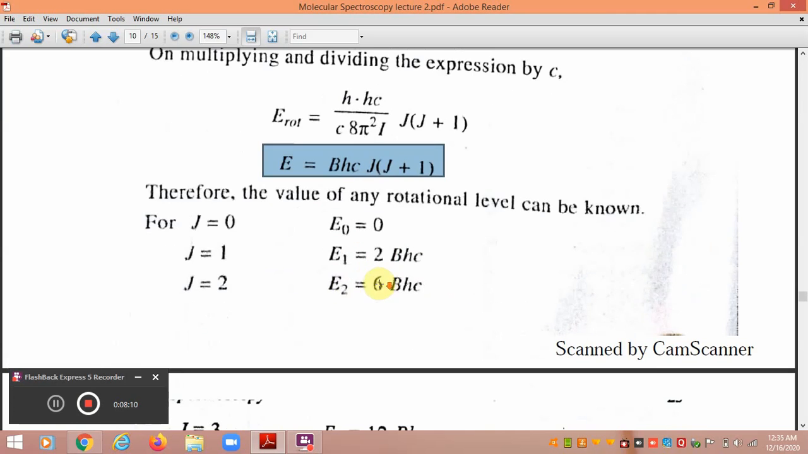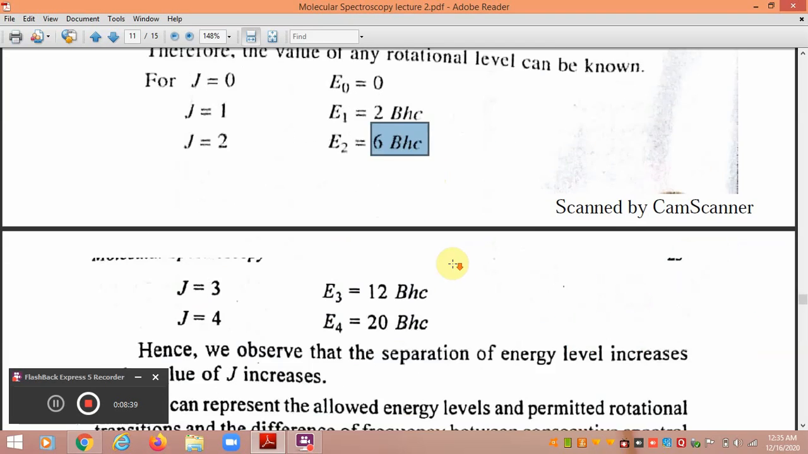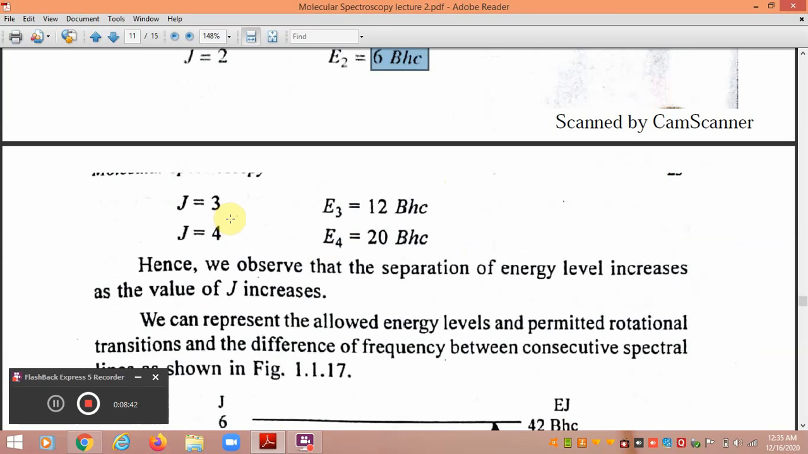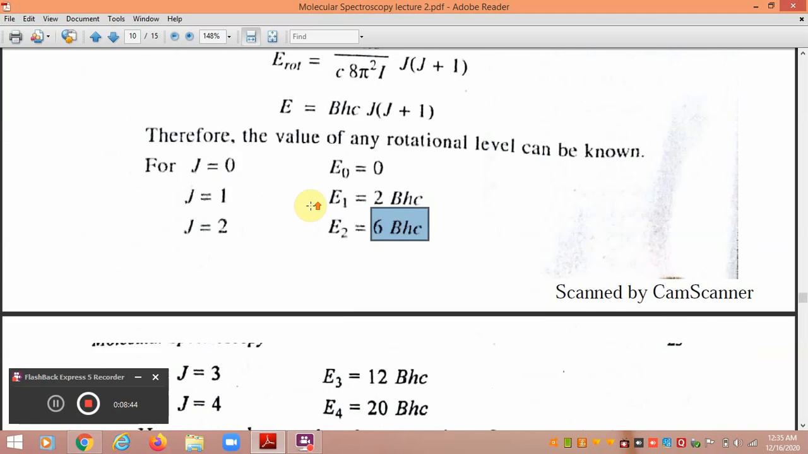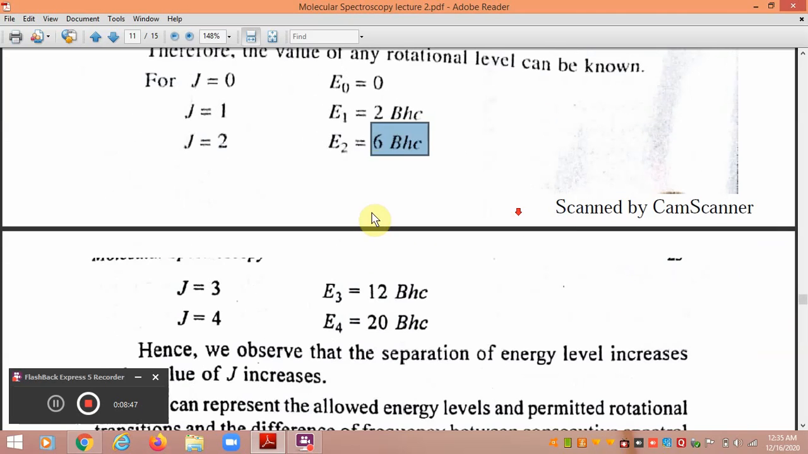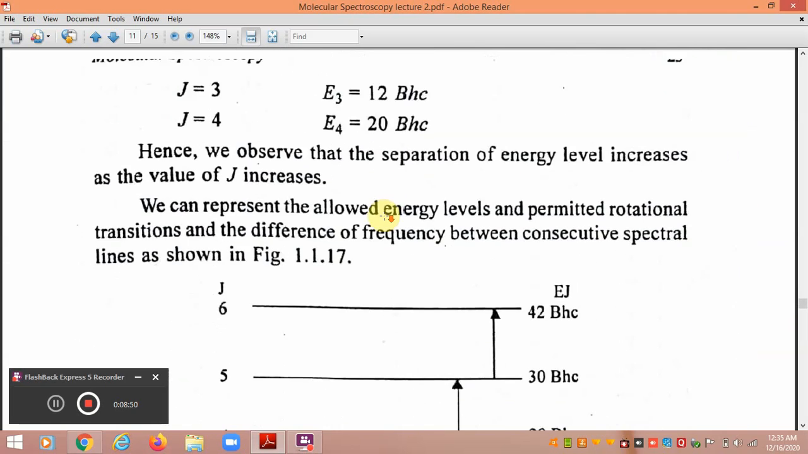For the 0th energy level, J is equal to 0, so the energy will also be 0. For J equal to 1, the first energy level, 1 into 1 plus 1 is 2, so it becomes 2 B h c. For J equal to 2, it is 2 into 2 plus 1, 2 into 3 is 6, so 6 B h c. In this way we can go to higher values of J, and we get the energy of each rotational energy level as 0, 2, 6, 12 and 20 B h c.